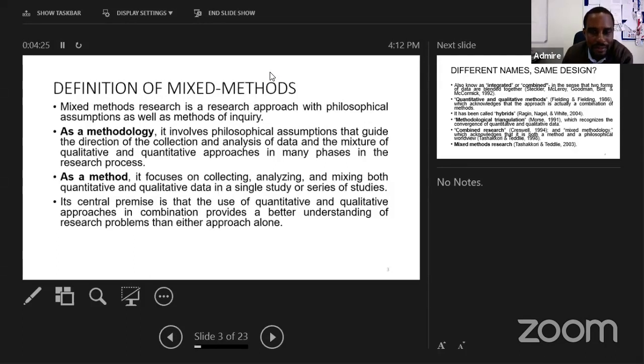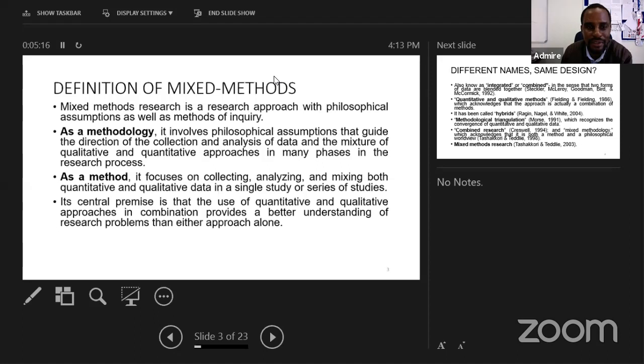Just like any other research methodology, the mixed methods approach has its own philosophical assumptions, but it also has its own methods of inquiry. So at the level of methodology, it involves philosophical assumptions that guide the direction of the collection and analysis of data and the mixture of qualitative and quantitative approaches in many phases in the research process. Unlike a situation where you're dealing with only quantitative research methodology, the mixed methods approach believes that the two research methodologies, quantitative and qualitative, can coexist and can be used in a single or even multiple studies to understand the social phenomenon.